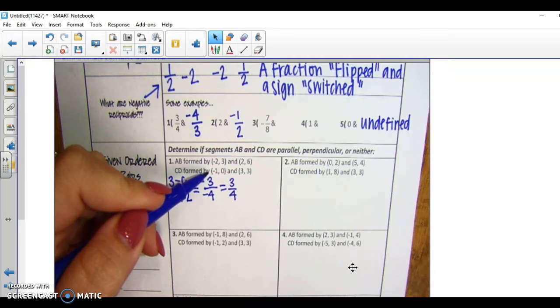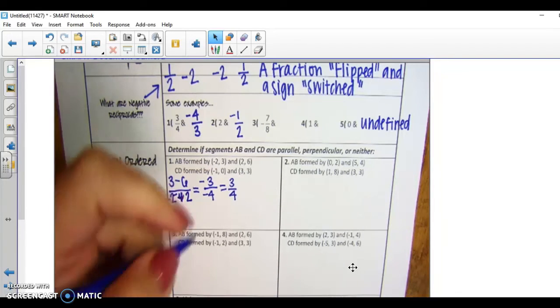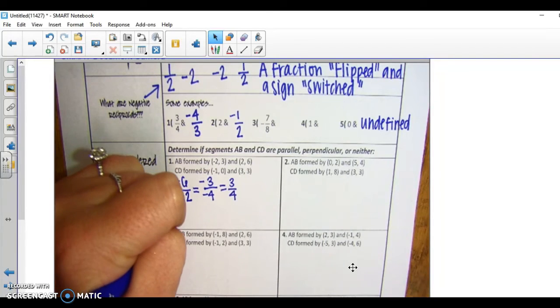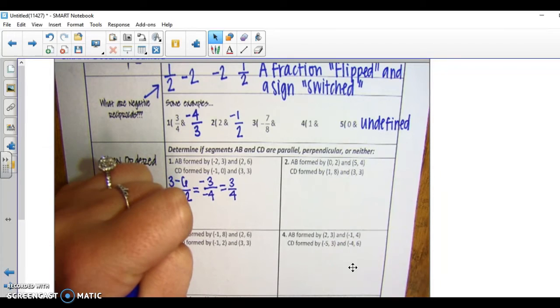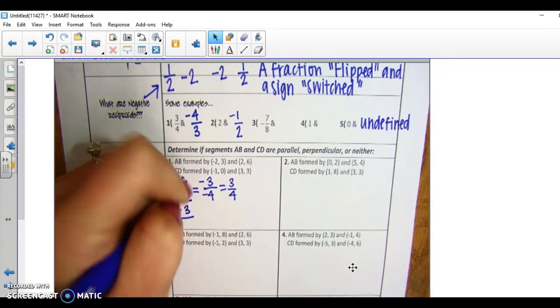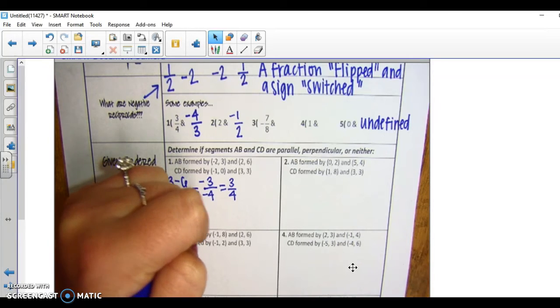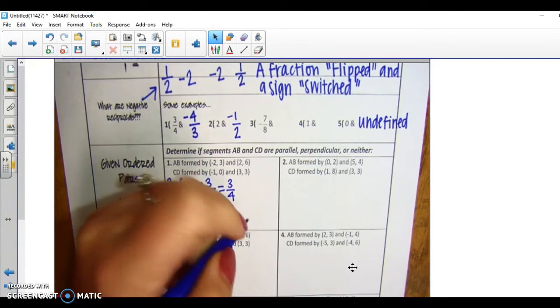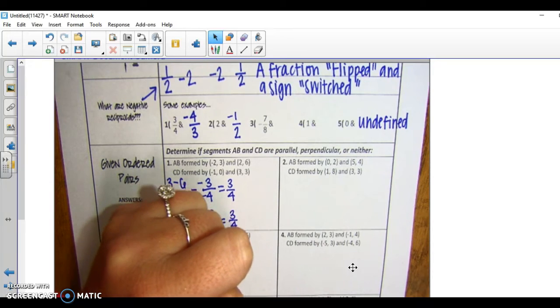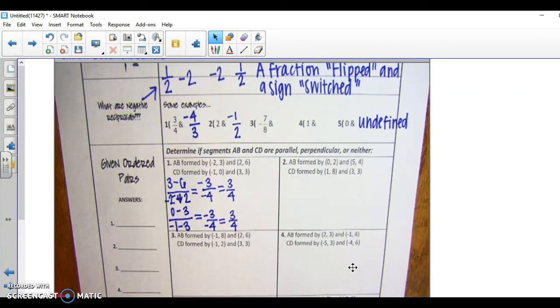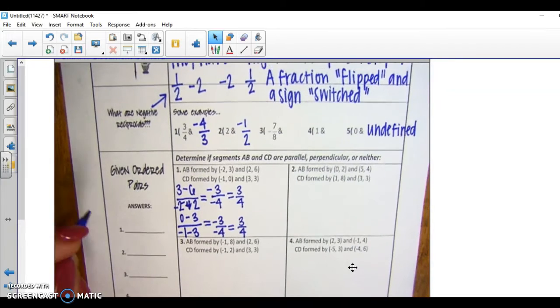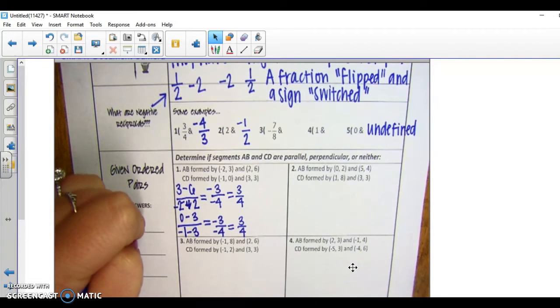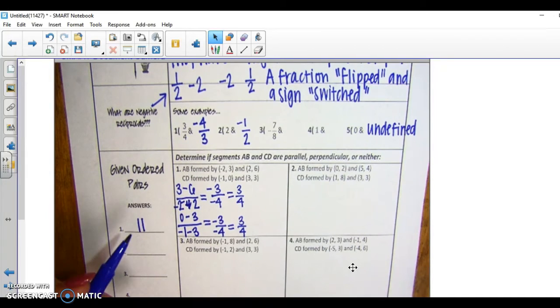Then we'll use our slope formula for the next one. So we'll have 0 minus 3 over negative 1 minus 3. So then we get negative 3 over negative 4, which comes out to 3/4, which would mean that our lines are going to be parallel. So we can write parallel as 2 lines like this, because those lines are not going to touch.